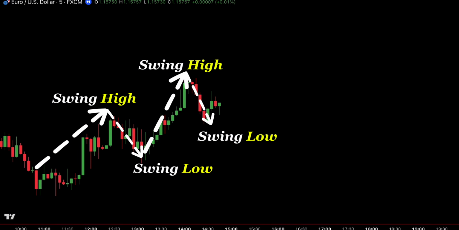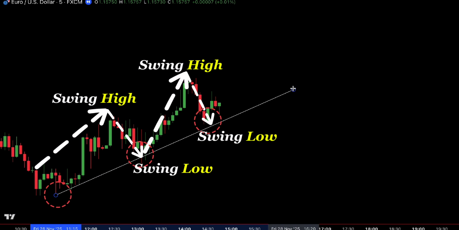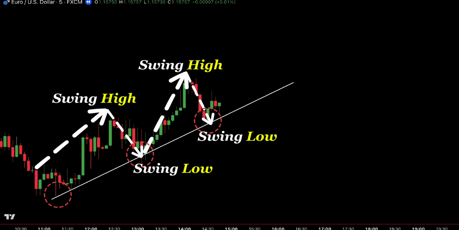To draw a trend line in an uptrend, connect the swing lows along the bottom of the movement. This creates a rising trend line that acts as dynamic support. This is where buyers are likely to enter again.